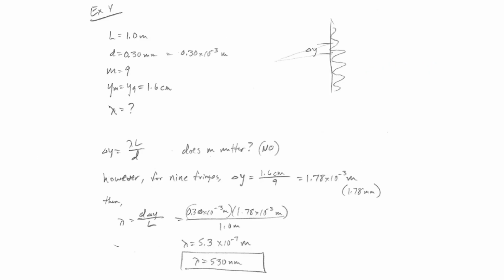So you get a wavelength of 530 nanometers. Again, this is a reasonable result, at the very least because it's in the visible spectral range.